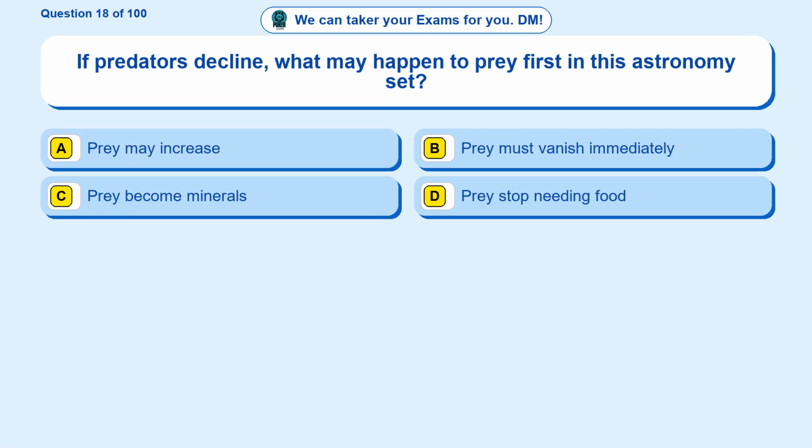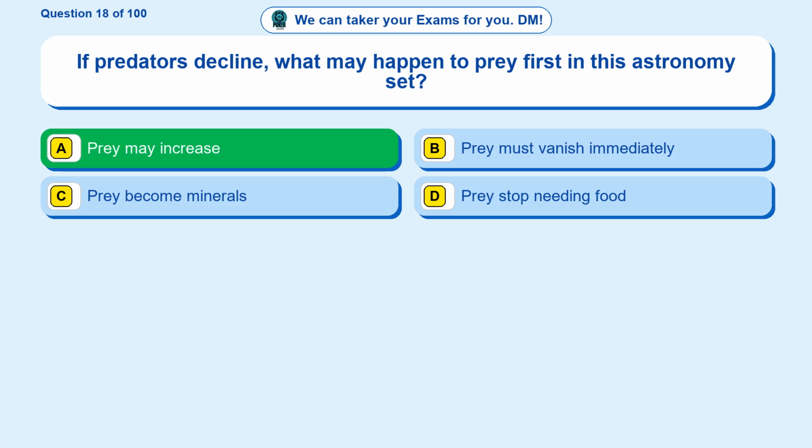Question 18. If predators decline, what may happen to prey first in this astronomy set? Option A. Prey may increase. Option B. Prey must vanish immediately. Option C. Prey become minerals. Option D. Prey stop needing food.